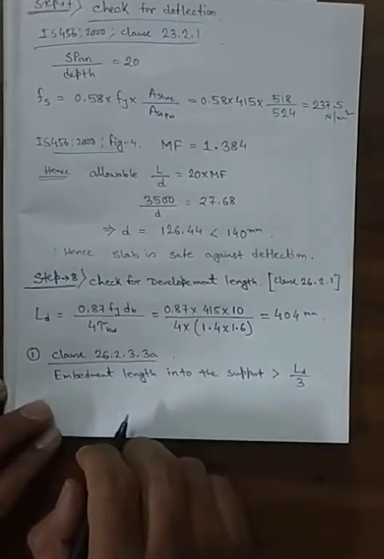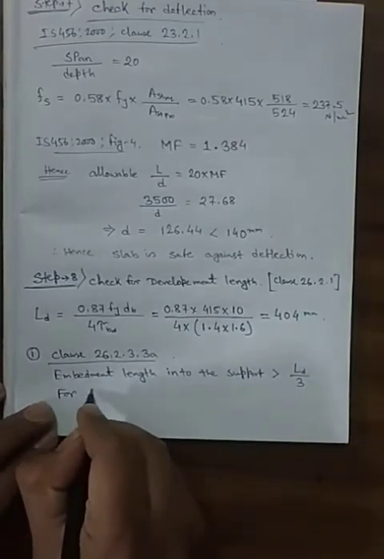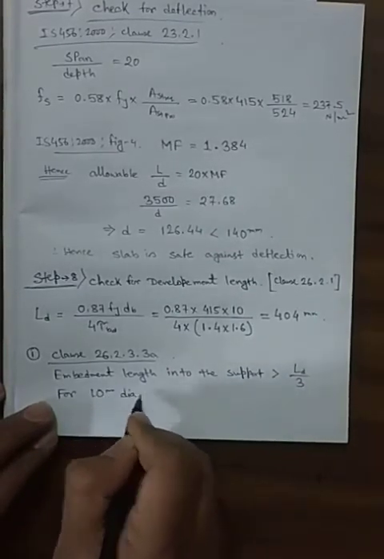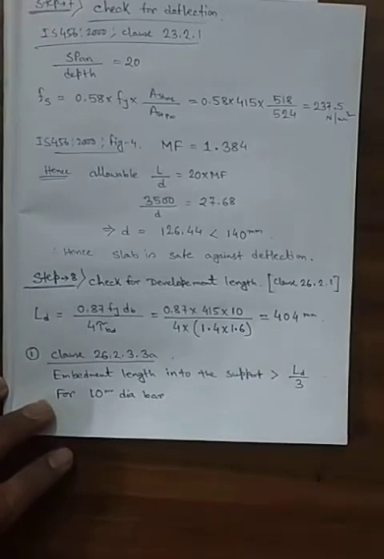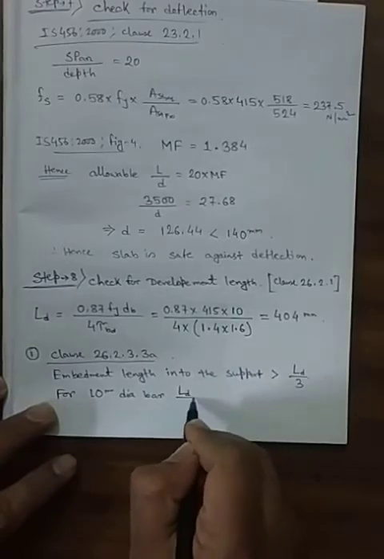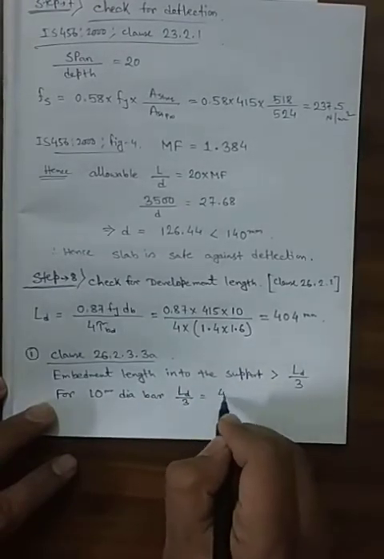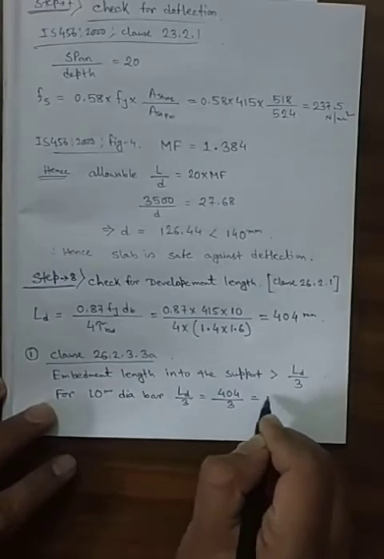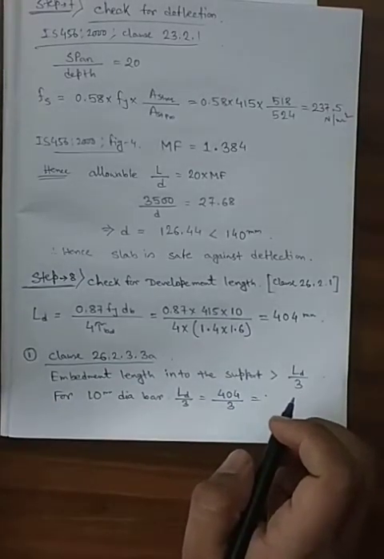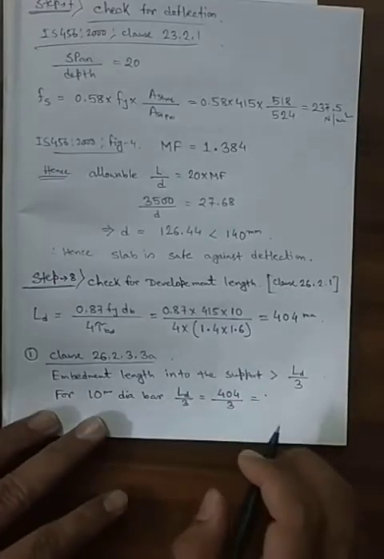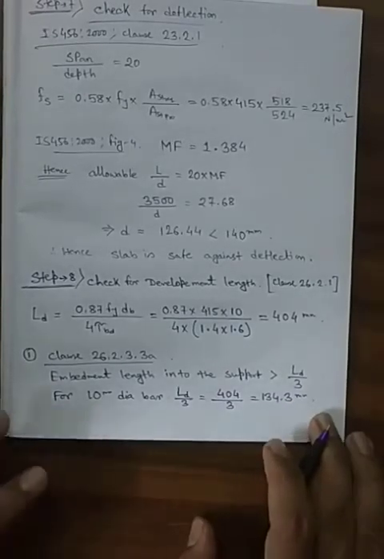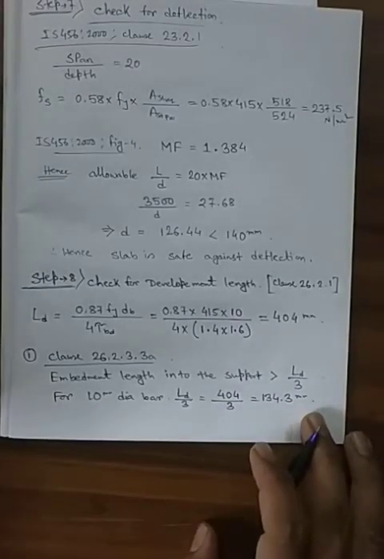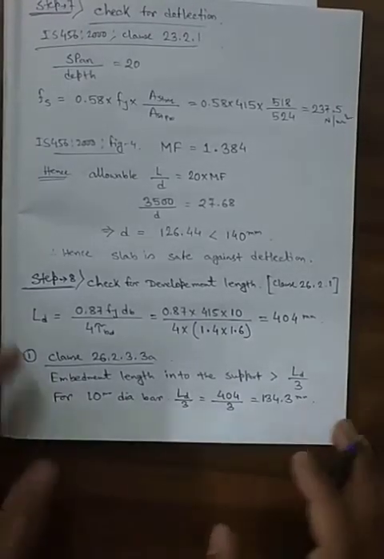So for the 10 mm dia bar, as we use 10 mm dia as the main bar of our one-way slab, this LD by 3 is equal to 404 divided by 3, so that means 134.3 millimeters.